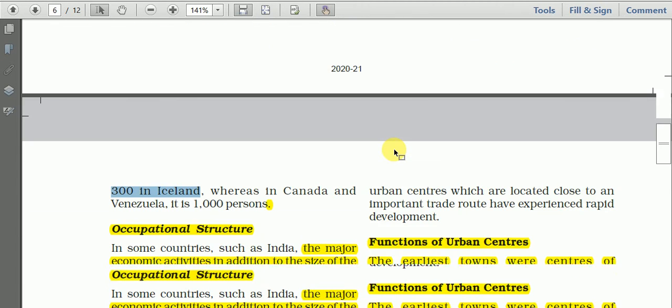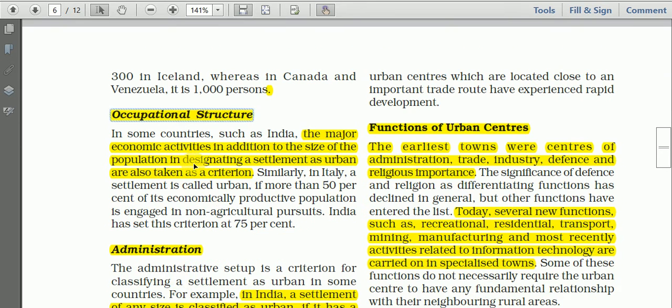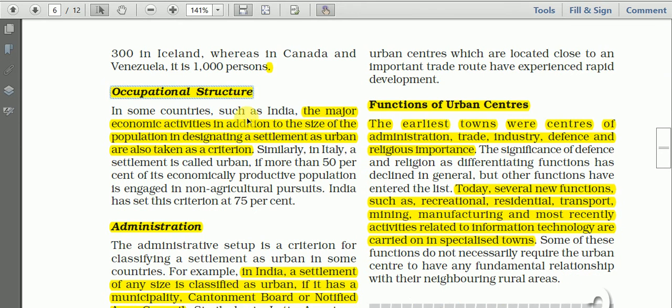Then let us take up another important criterion, that is occupational structure. So this is another important basis for classifying a settlement as urban or rural. Here, the major economic activities, in addition to the size of the population, are also taken as a criterion. So in some countries, in addition to the size of the population, occupational structure is also taken into account for classifying a settlement as urban.